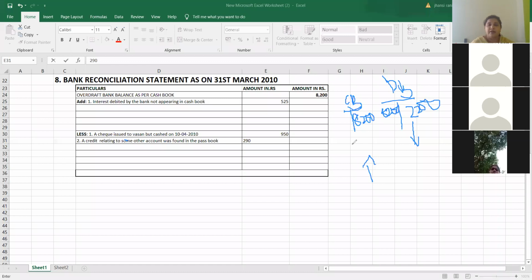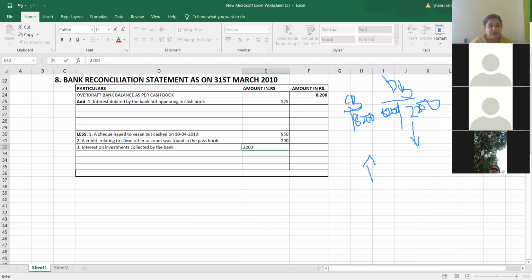So when you compare here, the cash book is showing more balance and the passbook is showing less balance. So what do I have to do here? Again, I have to go for less. Why? Because the passbook is showing less balance. So I'll write it like this: interest on investments collected by the bank, and the amount is 2,200.